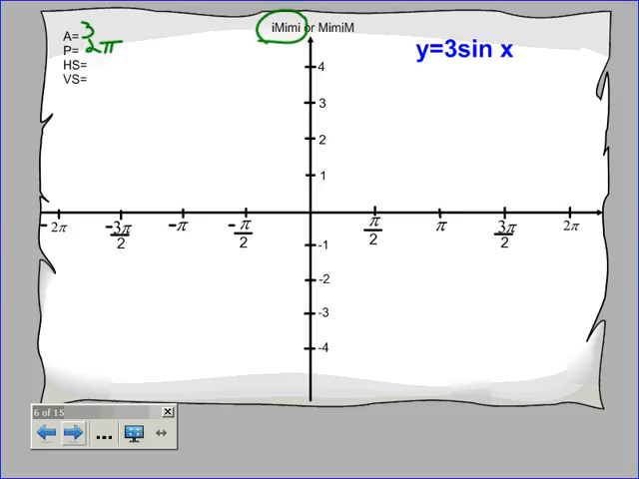Now, HS stands for horizontal shift, which we get from the c number over there. Is there a number after x? No. So essentially that number is 0, so we're just going to write 0 there. And VS stands for vertical shift. Is there a number added after the x and the parentheses, beyond the parentheses? No. So there's no vertical shift.